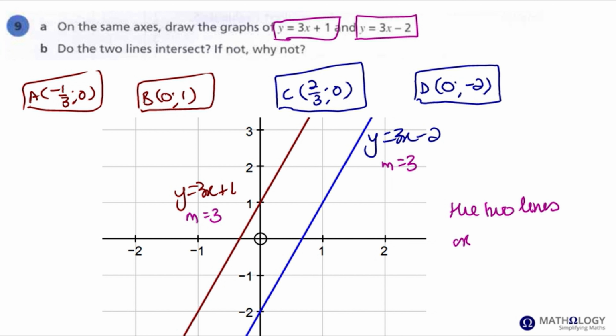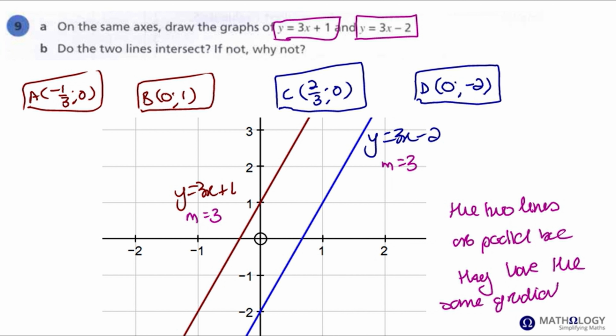So the two lines are parallel because they have the same gradient. So obviously they do not intersect.